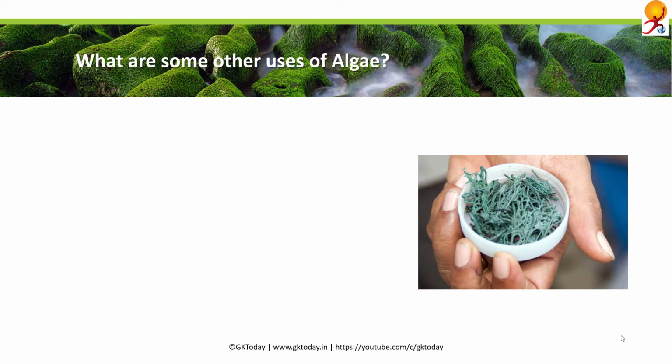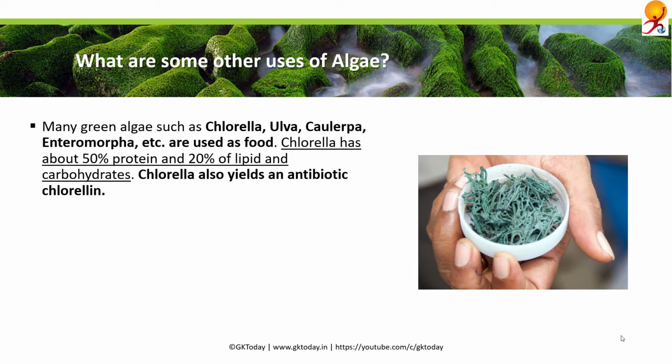What are some other uses of algae? Many green algae such as Chlorella, Ulva, Caulerpa, Enteromorpha, etc. are used as food. Chlorella, for example, has 50% protein and 20% lipid and carbohydrates. And it also yields an antibiotic known as chlorellin.